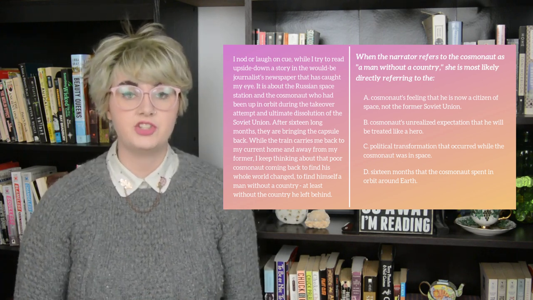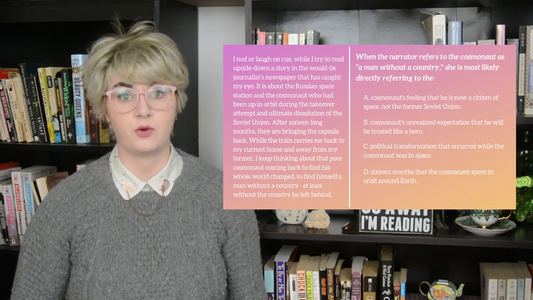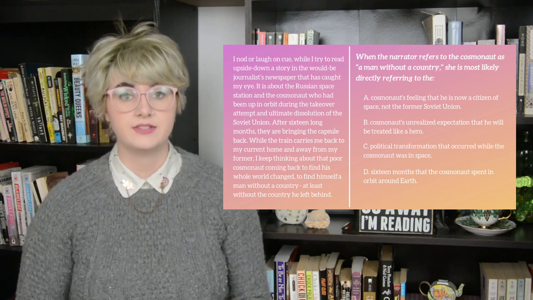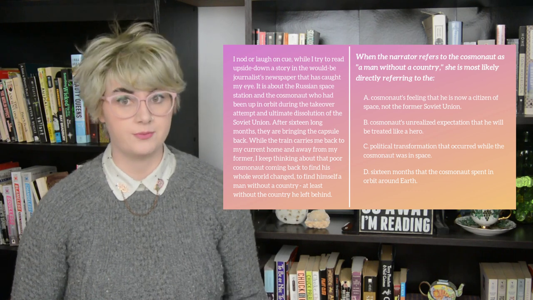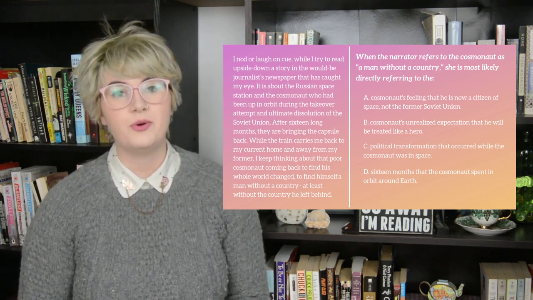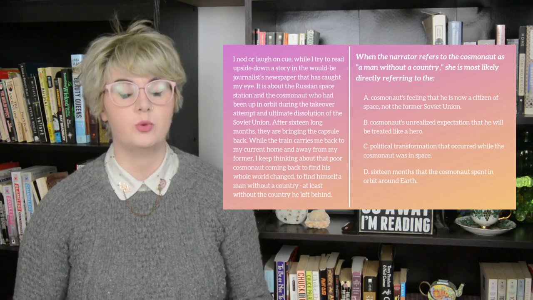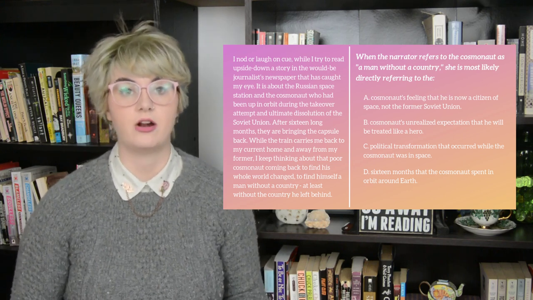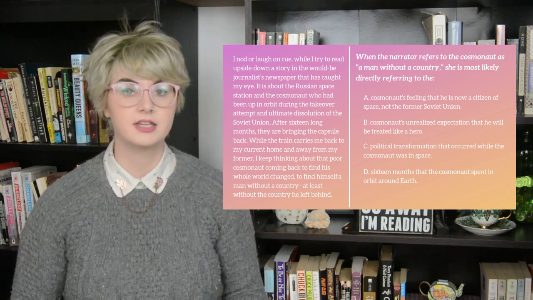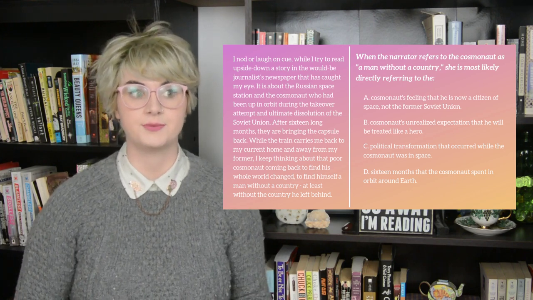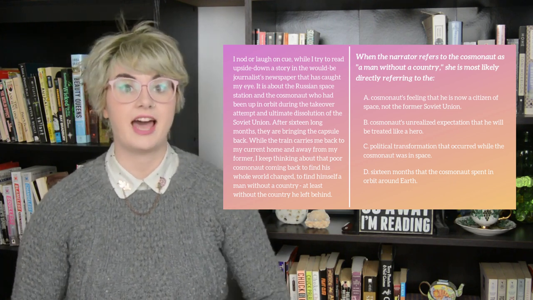So B suggests that the reason the cosmonaut no longer feels like a resident of his country is because he expected a hero's welcome and didn't get it. Once again, we don't have the cosmonaut's feelings in this passage. All we have is what we know on the part of the narrator. All we know is what the narrator is giving us. Because we don't have any evidence for what the cosmonaut is thinking and feeling, this answer is actually irrelevant.